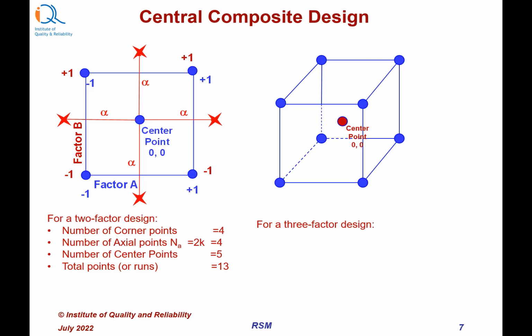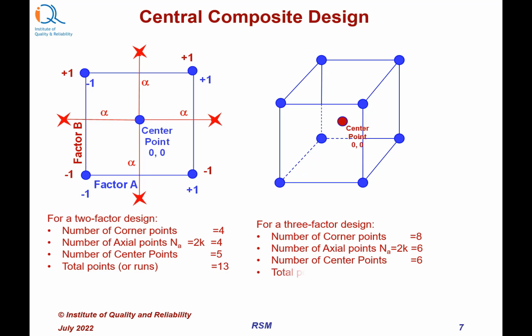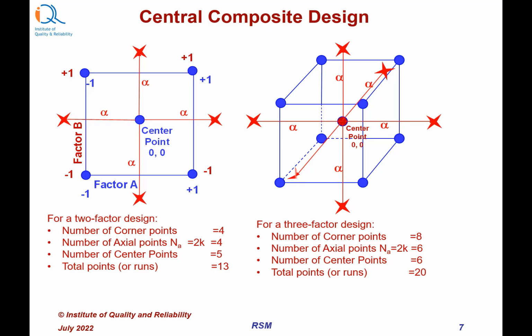For a three-factor design, the number of corner points equals 8. The number of axial points NA will be 2 times the number of factors K, that is equal to 6. And the number of center points will be equal to 6. This is again the default number. Total points or runs will therefore be equal to 20. These are the axial or star points in a three-factor central composite design.